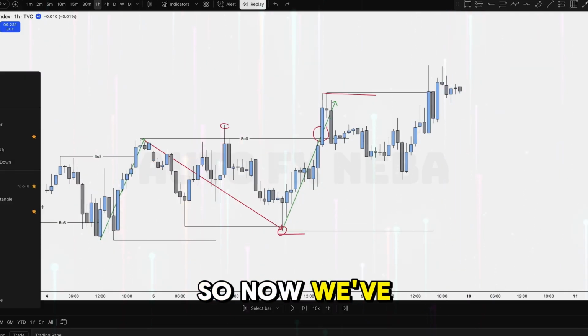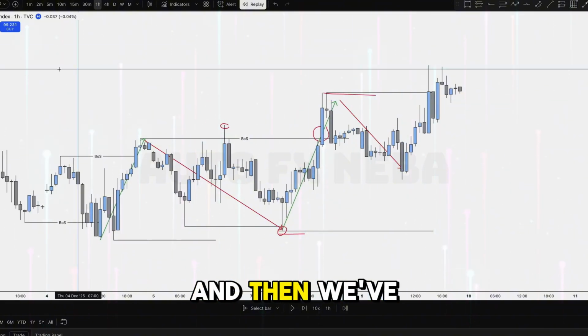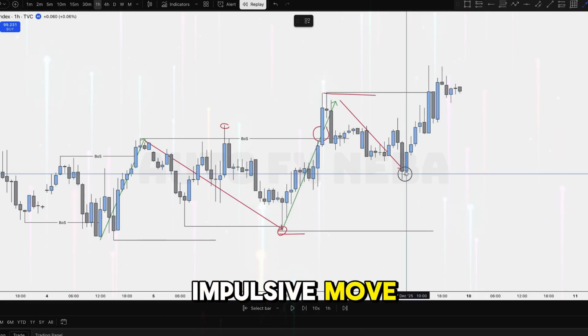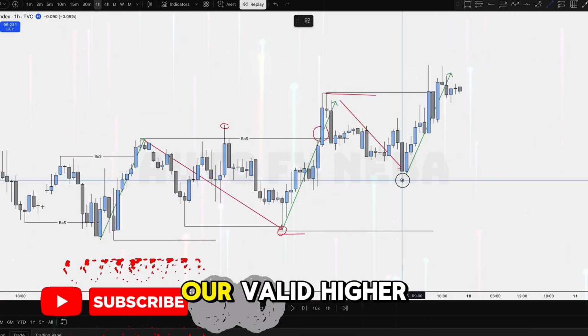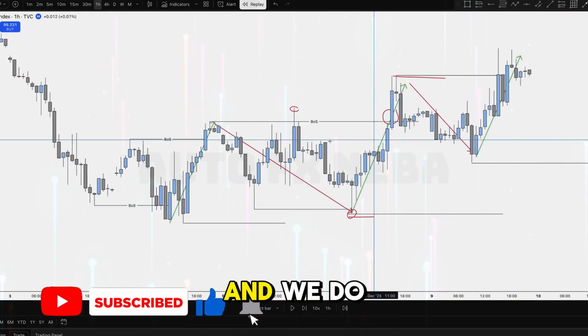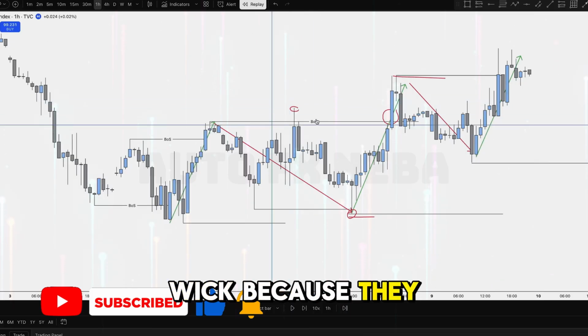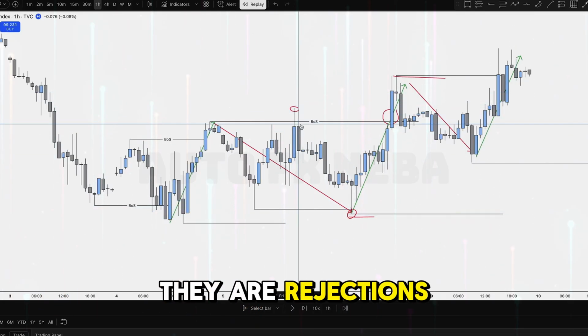So now we've got our next corrective move, which is the drive down here. And then we've got the next impulsive move, which is from this high or this low to this high, which sets in motion this as our valid higher low. So impulse, correction, impulse, correction, impulse. And we do not worry about wicks because they do not validate highs. They do not validate lows. They are rejections, not confirmation.